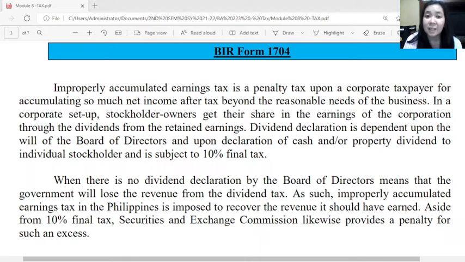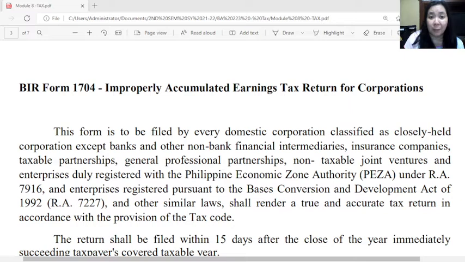This dividend declaration is dependent upon the will of the board of directors, upon the declaration of cash or property dividend to individual stockholders, and this dividend is subject to 10% final tax. When there is no dividend declaration by the board of directors, the government cannot impose or collect taxes from them, and the government will lose the revenue from the dividend tax. Because of that, this improperly accumulated earnings tax is imposed to recover the revenue that it should have earned from the dividend. Aside from the 10% final tax, the Securities and Exchange Commission also provides a penalty for this excess.